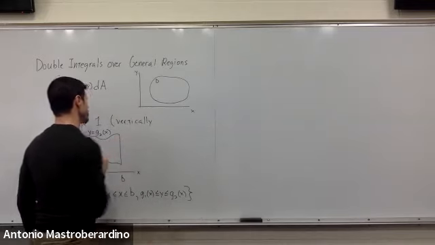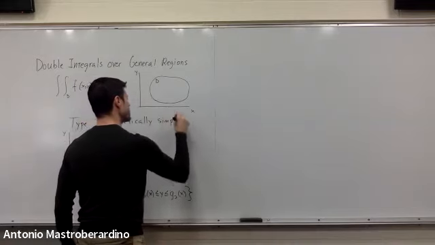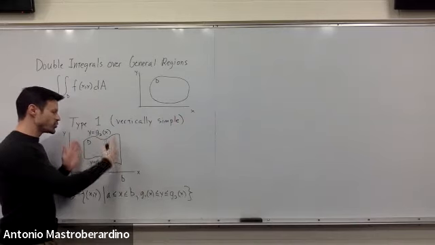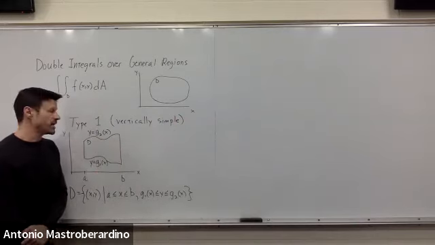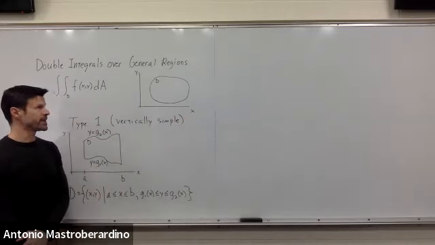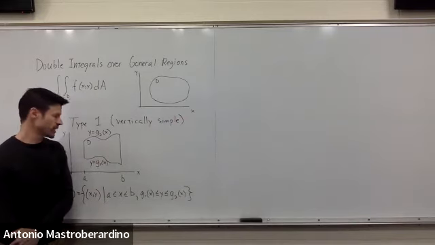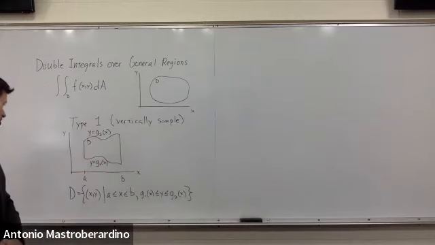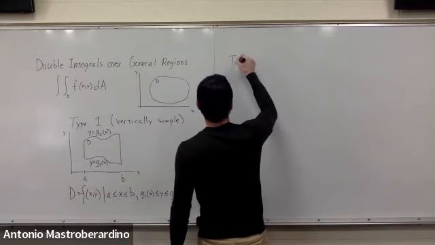Some other terminology that's used for type 1 is to call it vertically simple. And I like that terminology because it reminds me that the boundaries that are nice here are these two vertical line segments. And when we go to set up our iterated integral, we are going to be integrating vertically first. Okay, so this is a type 1 region. We also have type 2 region.